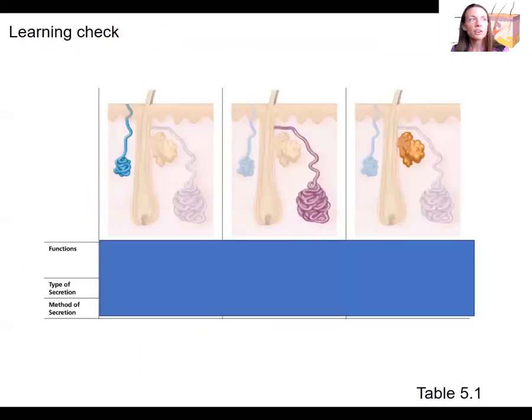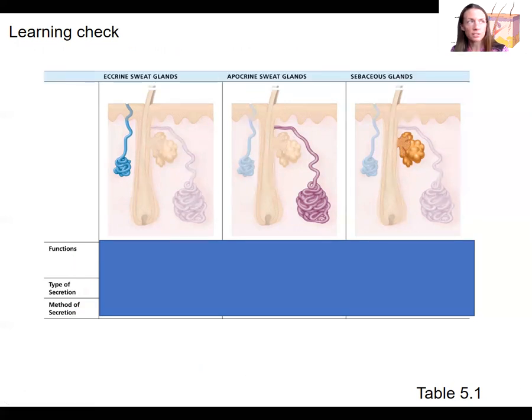So let's do a learning check here. There are three types of glands, sweat glands here. Could you recognize them just by sight? And then for each one, the function, type of secretion, and method of secretion. So I think I have first here, yes. If you didn't get the names of them, these are your eccrine, those ones that are your typical sweat glands just onto the surface of the skin. Apocrine, stinky ones. Sebaceous glands, oily ones.